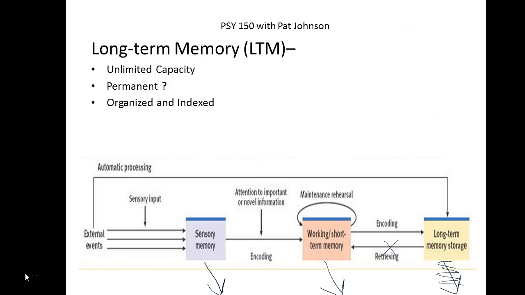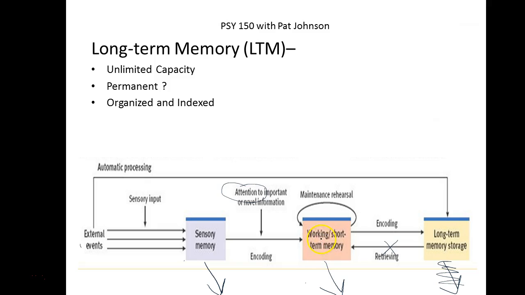So that's the basics of the three-box model. Again, we have external events of sensory information. It goes into sensory memory, which is very brief, about a half a second for visual information and 2 to 3 seconds for auditory information. Sensory memory has a huge capacity of sensory information. If we pay attention to it, we can encode it into short-term or working memory.